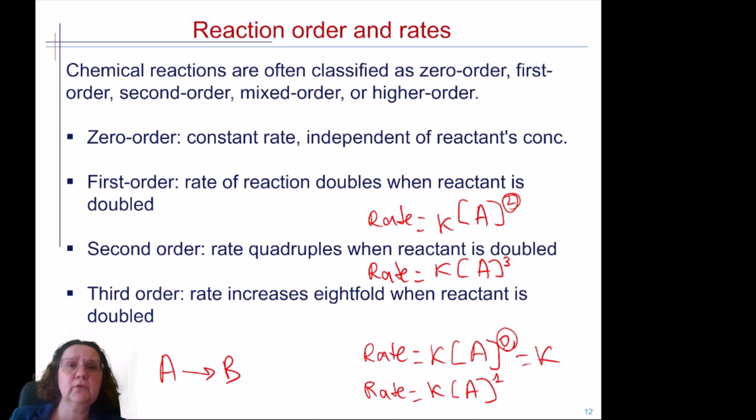So for example, if you have a reaction that has 2 reagents and one is 0 order with respect to one reagent and first order with respect to the other, the overall reaction order would be 1. If you have a reaction that has 2 reagents and is first order with respect to one reagent and first order with respect to the other reagent, the overall reaction order of that reaction would be 2. So you just add up those numbers.